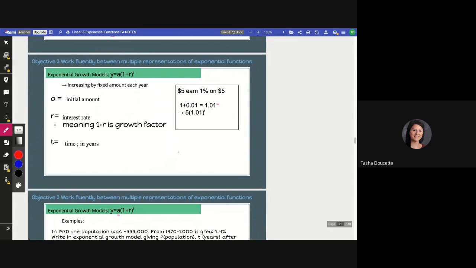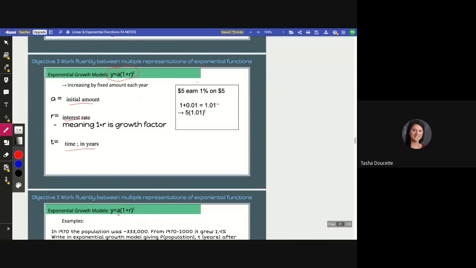All right, so let's look at some problems where we're talking about growth and decay, or increase with rates. We have this parent function here, y is equal to a times 1 plus r to the t power. A is your initial amount, r is your interest rate, meaning 1 plus r is your growth factor. If it's 1 minus r, it's a decaying factor or decrease factor. T is your time in years.